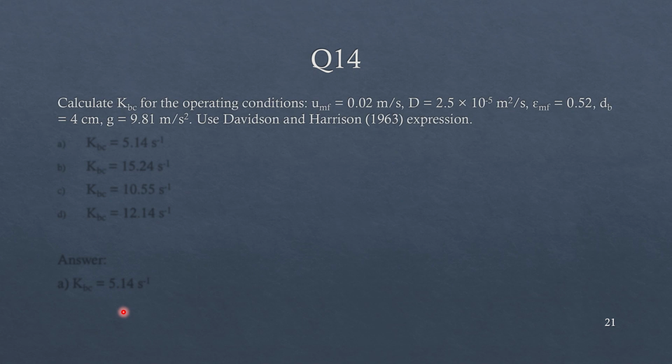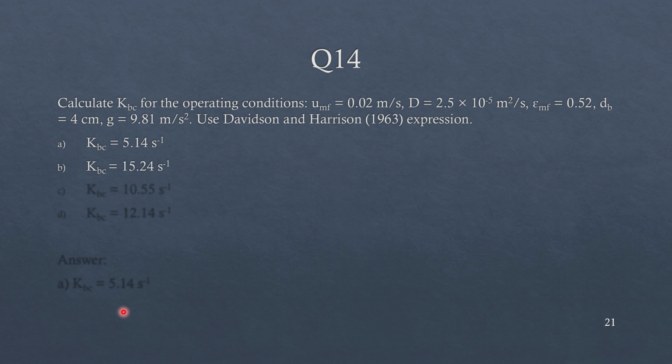In question 14 it is asked to calculate KBC for the operating conditions where UMF is given as 0.02 meter per second, and diffusivity, that is D, is given by 2.5 into 10 power minus 5 meter square per second, and epsilon MF is 0.52, and dB, that is the diameter of the bubble, is 4 centimeter, and G is 9.81 meter per second square. Use Davidson and Harrison 1963 expression. So option A, it is 5.14 per second.